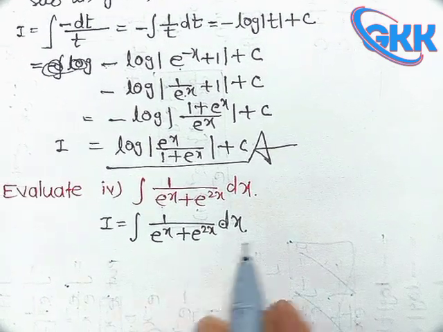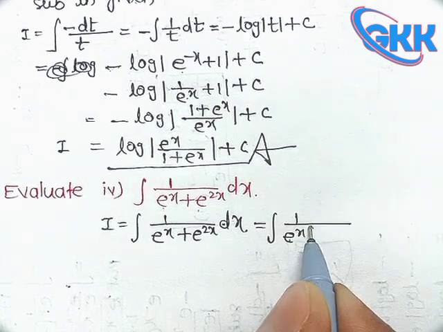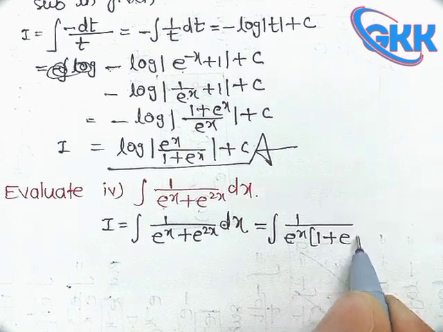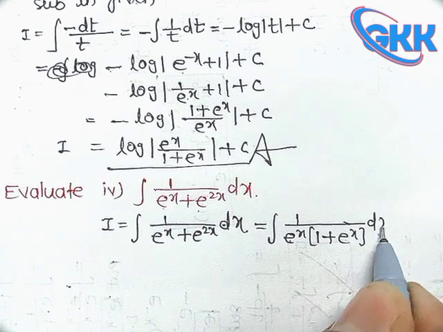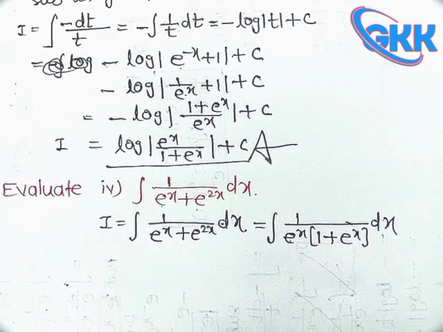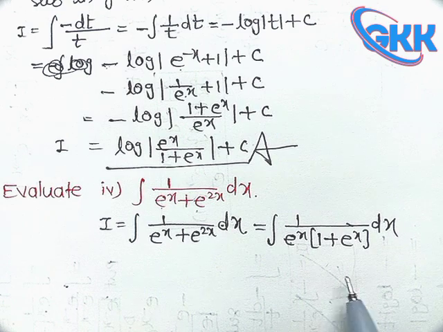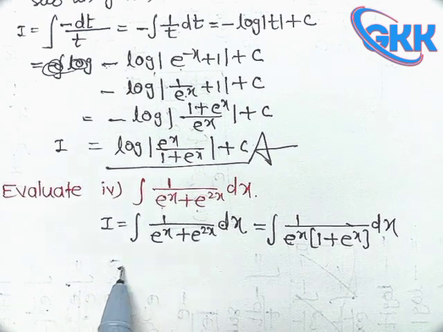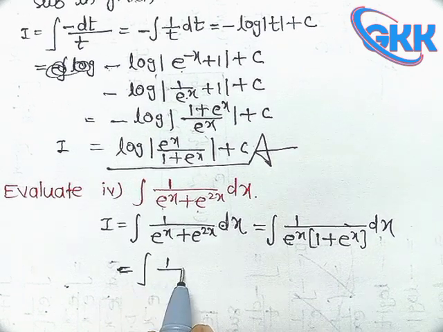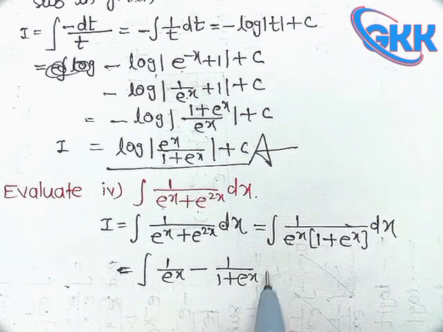Now see that, sir, in this one I am going to take e power x common in the denominator. 1 plus e power x dx. Clear all of you? 1 upon e power x times 1 plus e power x. In the previous two problems also we took the e power x common. Do you remember? Now here this can be written as, without changing this one, I am writing 1 upon e power x minus 1 upon 1 plus e power x dx.